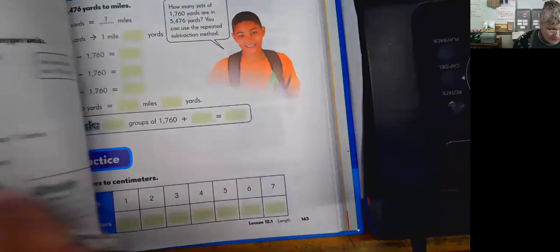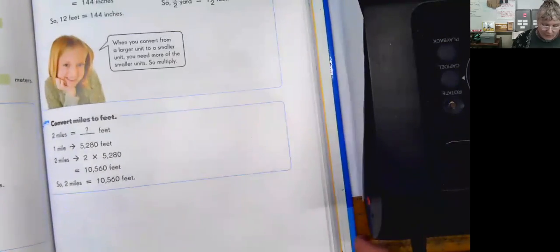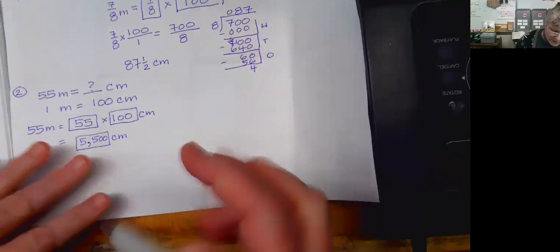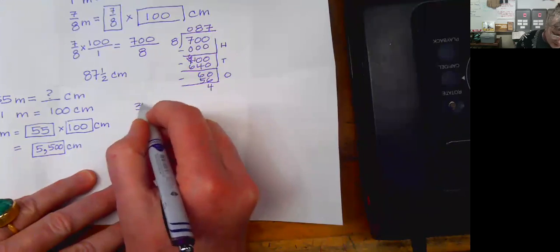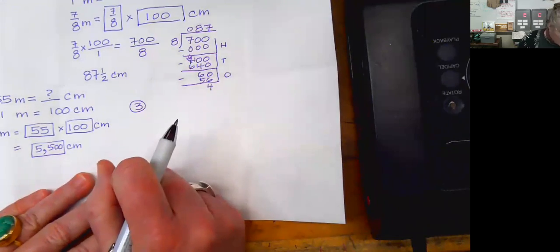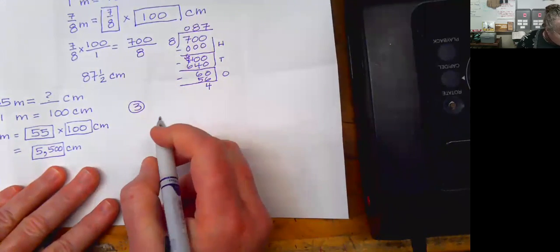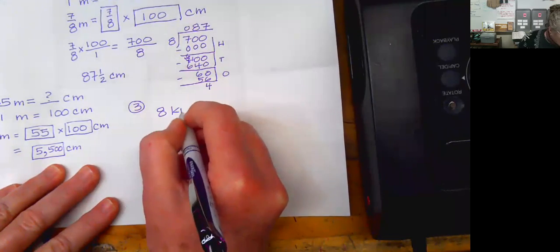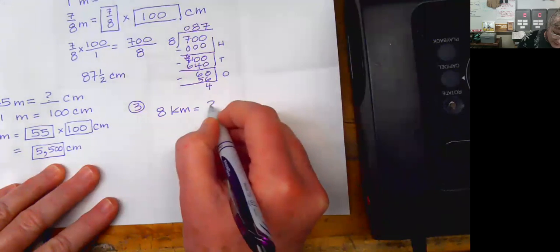All right, so we have a couple more problems that we're going to do. Let's do number 3 right over here. I know I'm taking up kind of a lot of room. It's okay. So let's look at number 3. We have 8 kilometers equals question mark meters.